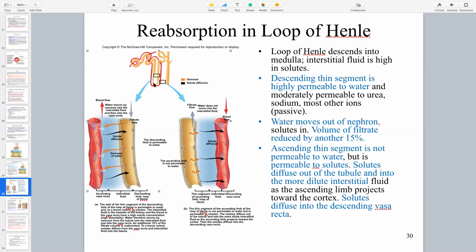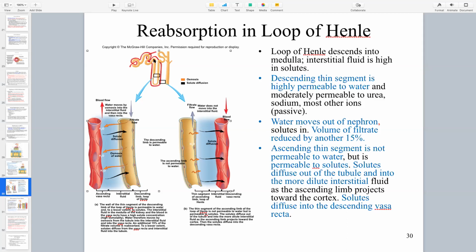Now, on the ascending limb, only salts are pumped out, right? So water moves out of the nephron in the descending limb. Volume of filtrate is then reduced by another 15%. And it's just pure water being reabsorbed at this point, no salts. On the ascending limb, we see permeability to solutes. And we're going to start pumping salts out on the ascending limb.